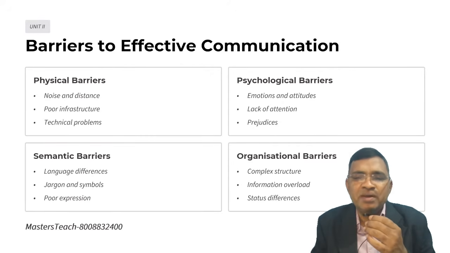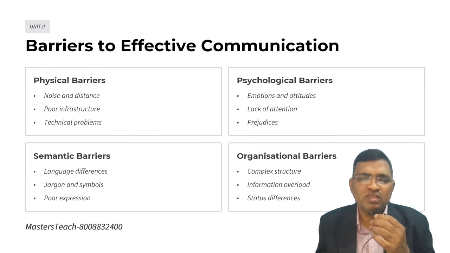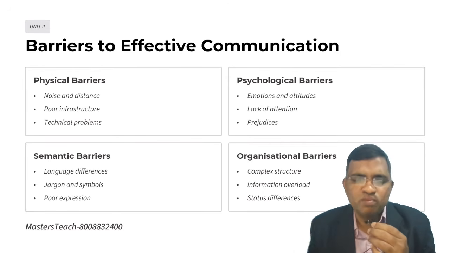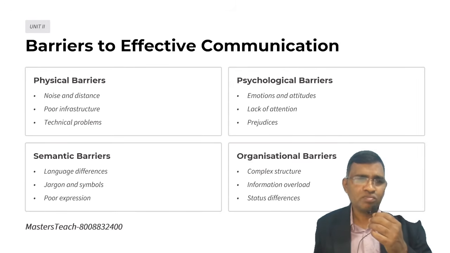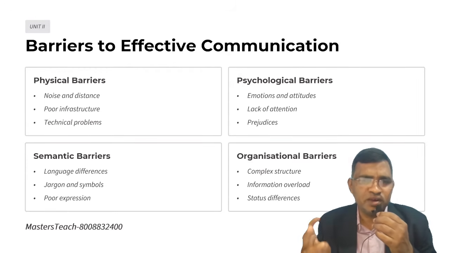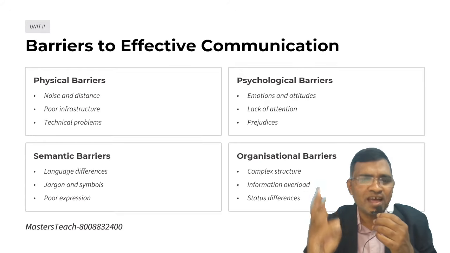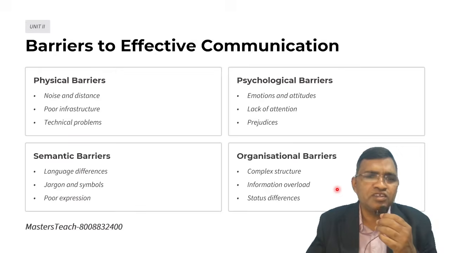Then organizational barriers: the complex structure, information being given in excess, and status differences between the people. So these are the barriers to communication: physical barriers, psychological barriers, semantic barriers, and organizational barriers.